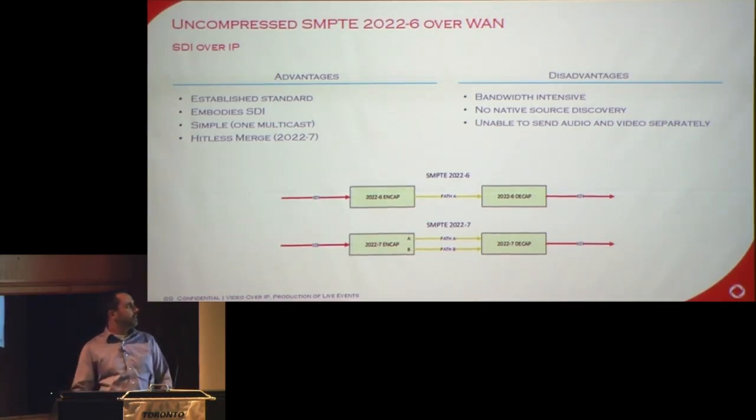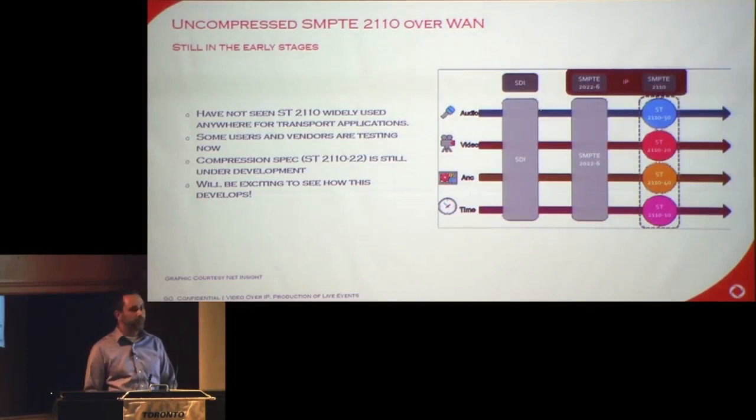On the downside, though, 2022.6, especially since we're talking uncompressed here, is going to chew up a ton of bandwidth. And we can't send that audio and video separately or break it up inside the network. We send it everywhere. So if we want to break up the audio and video, this is where 2110 starts coming in.